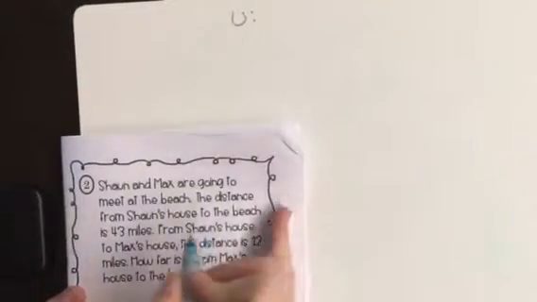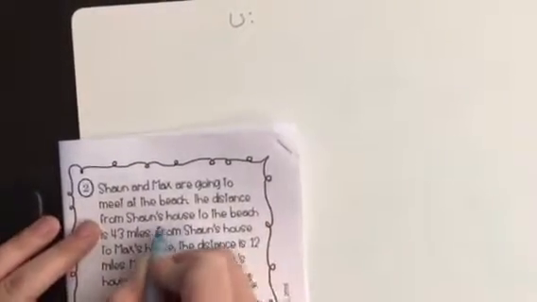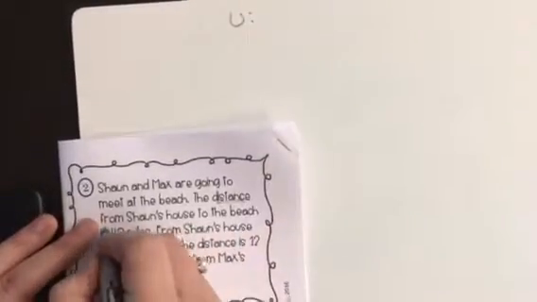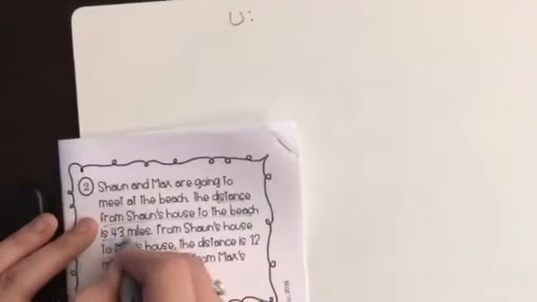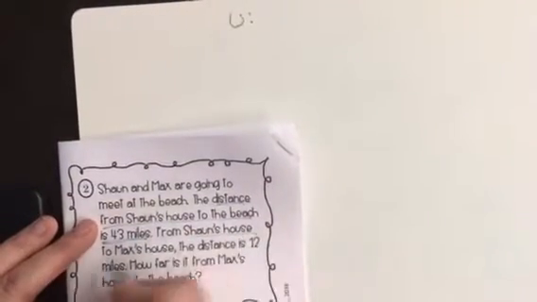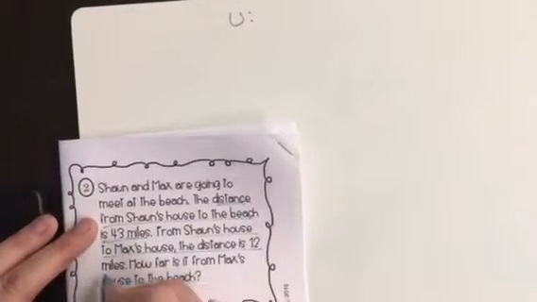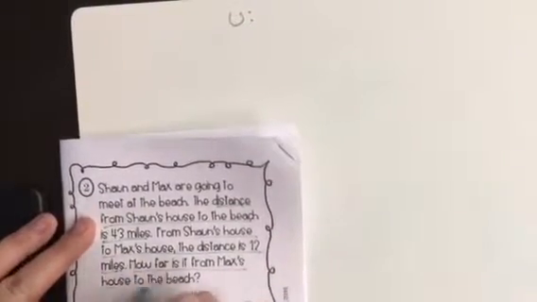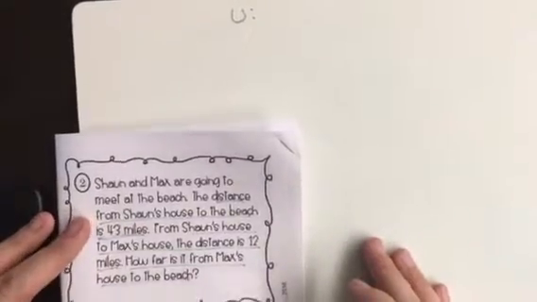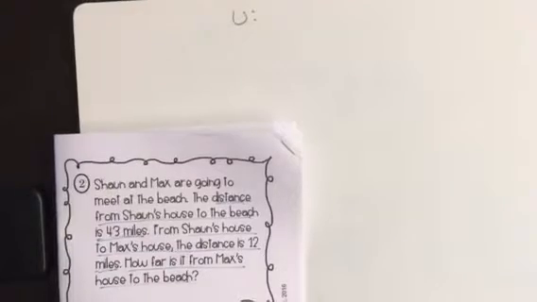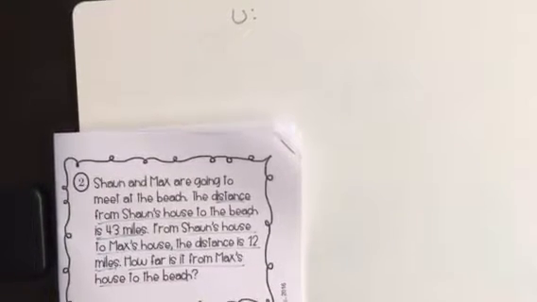So they would need to underline the distance from Sean's house to the beach is 43 miles. From Sean's house to Max's house, the distance is 12 miles. And how far is it from Max's house to the beach? Then, for their summary, we want them to restate it in their own words, not just copy down the problem word for word.